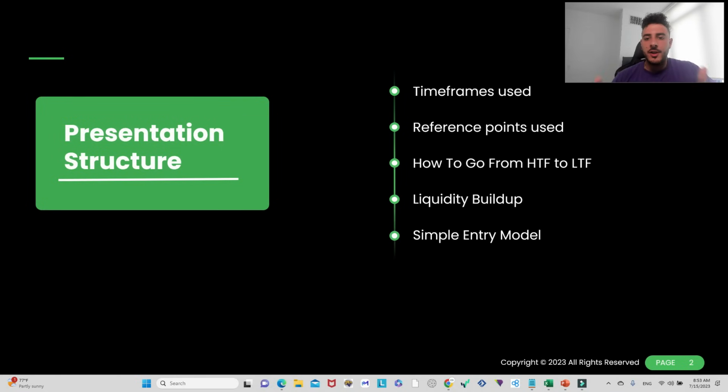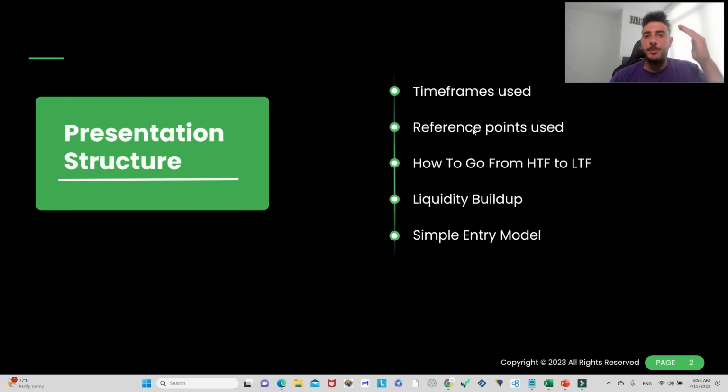Firstly, I'm going to go over the presentation structure, how I'm going to go about it, and how we're going to tackle different topics. The number one thing we're going to talk about is the time frames being used. This is going to be very important because I'm going to break it down from the weekly chart all the way down to the M15, M5.